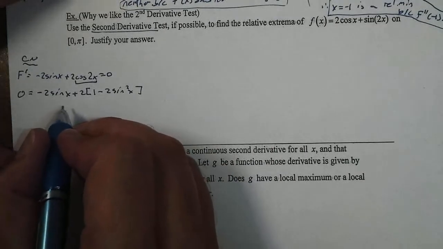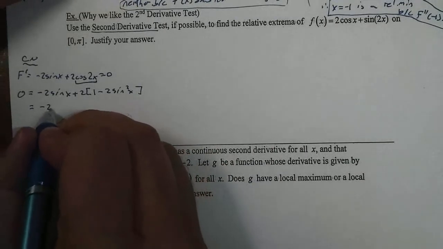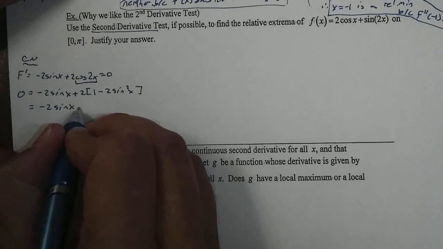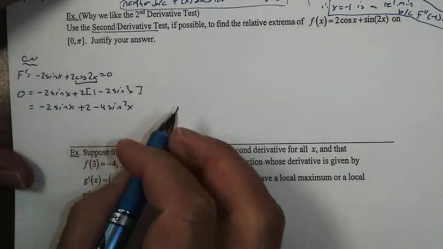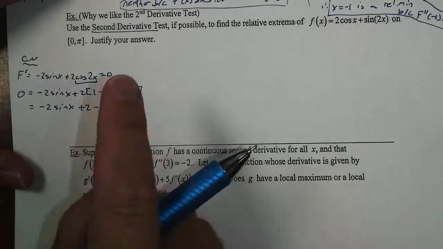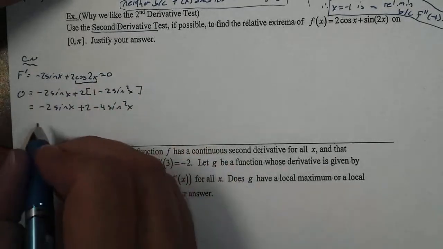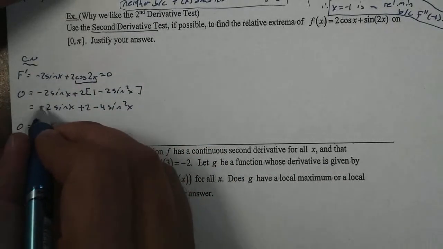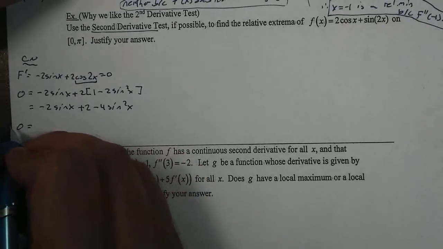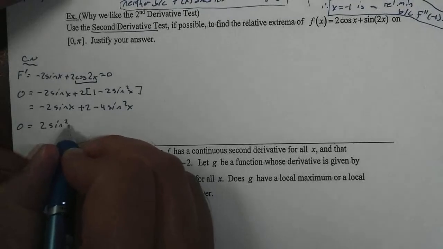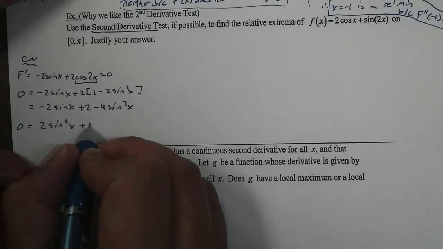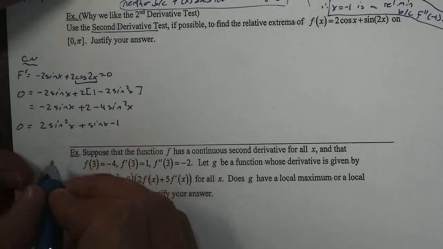Simplifying this a little bit, we would get negative 2 sine of x plus 2 minus 4 sine squared of x. I'm going to factor out a negative 2 and divide everything by negative 2, moving everything to the 0 side. And that's going to give me 2 sine squared of x plus sine of x minus 1.